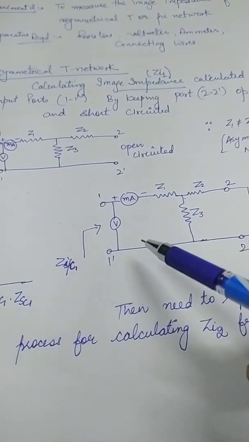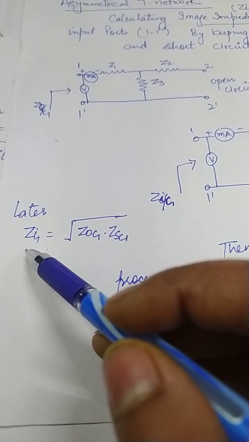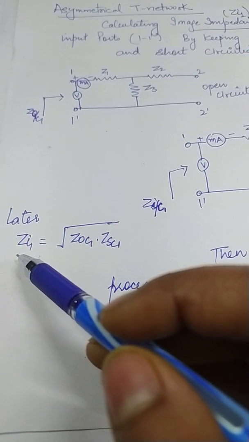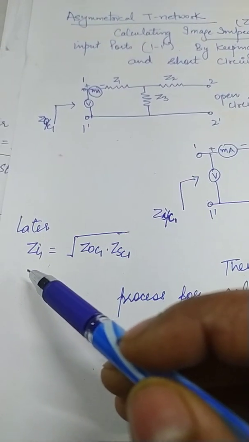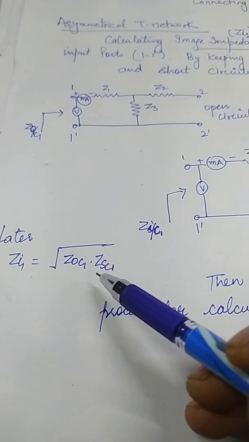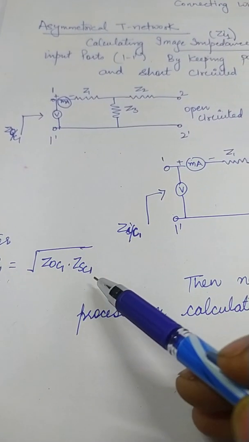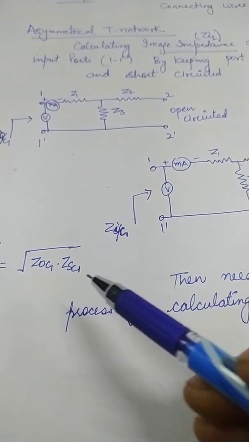Similarly over here we will then calculate the short circuit values, and later we calculate the characteristic impedance measured at the input port by taking the square root of the product of both impedances, one at the time of open circuit and the other at the time of short circuit.